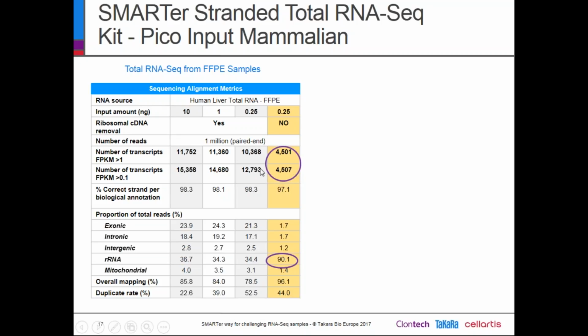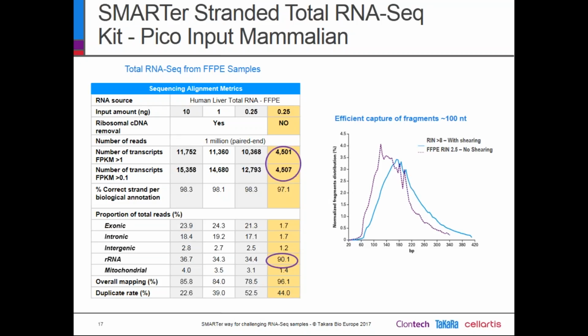And what you can see is that if you don't do anything, you will have 90% of ribosomal RNA. So getting 30% is already a gain, but more importantly is the number of transcripts identified. You will only identify a third of the transcripts if you don't do this, as you identify when you perform the procedure. So the Pico kit will allow you to capture small size fragments, at least 100 nucleotides of size, as you can see here from this curve.